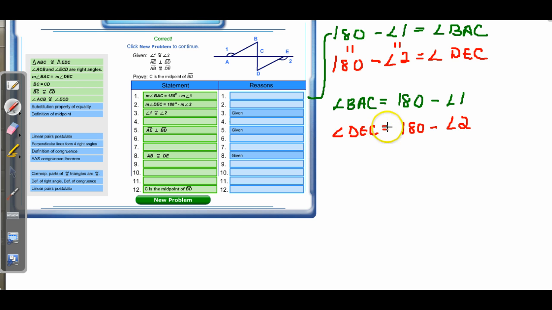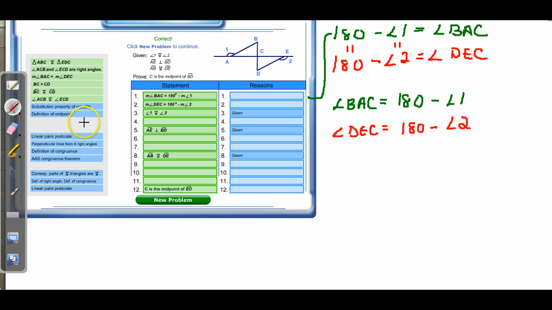So now, using the same logic that I used up here, well, before I go into my logic, we have to fill in our reasoning here for why we wrote these two statements. So how are we allowed to say that if you take a line and subtract one of the pairs of angles off of that line, you get the other angle? How can we say that?